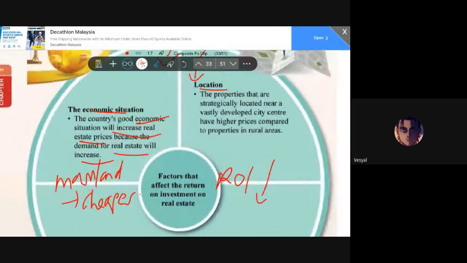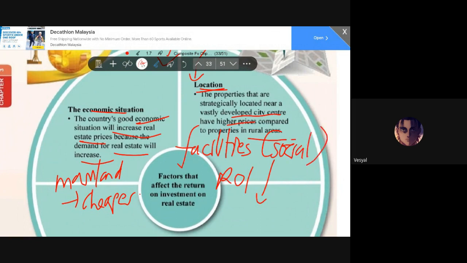Location, where your house is located, is also important. So you see, if it's in a developed city center, it should have higher prices than a rural area, of course, because of facilities. So this is the social aspect we're talking about. Everyone wants good facilities. So that's why they said here we'll have a higher cost in a developed city center, like Georgetown. If you're living in Georgetown now, it's a higher cost, of course.